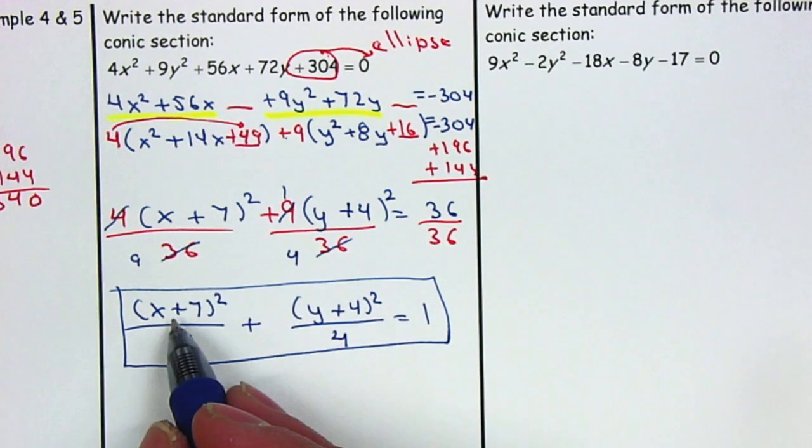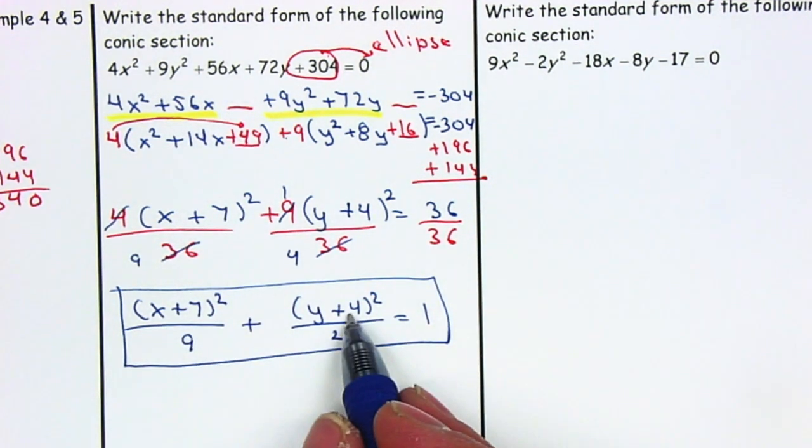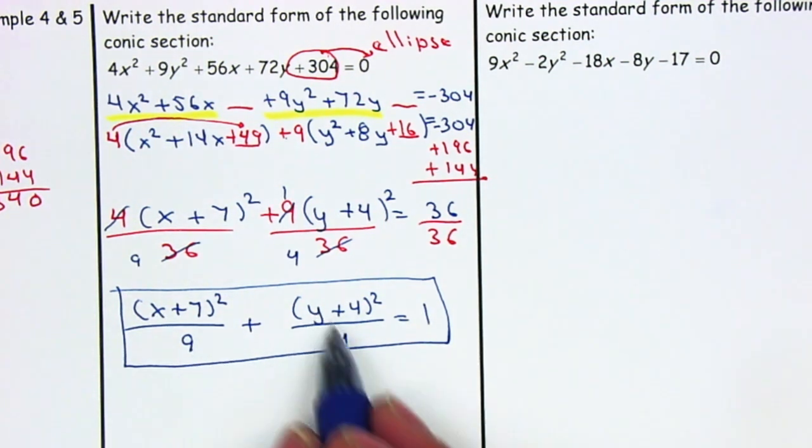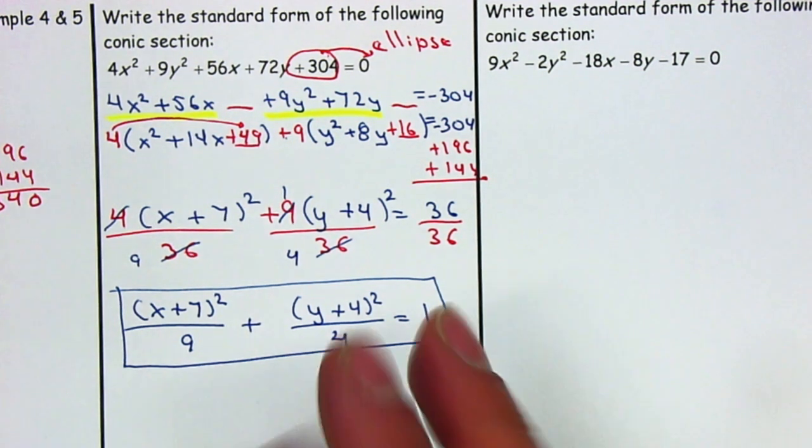My center will be negative 7, negative 4. Under the x there's a 9, so I go 3 and 3. And for my y there's a 4, so I go up 2, down 2, for my ellipse.